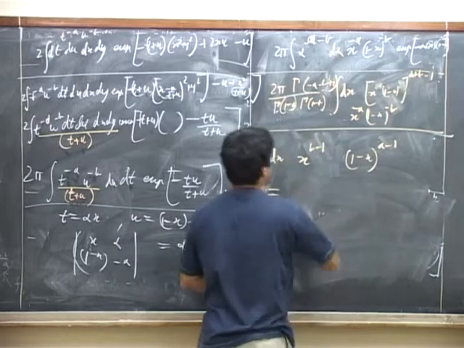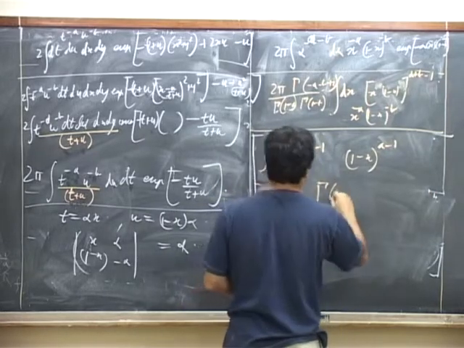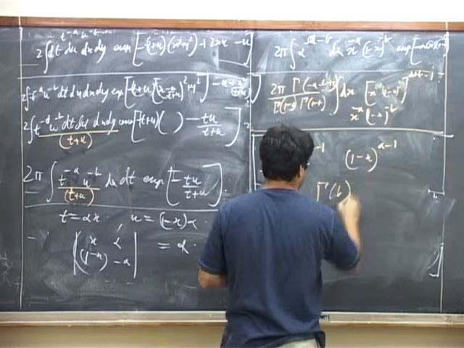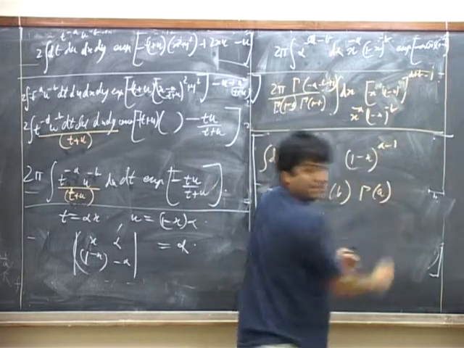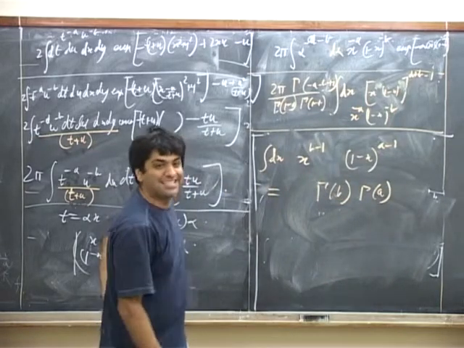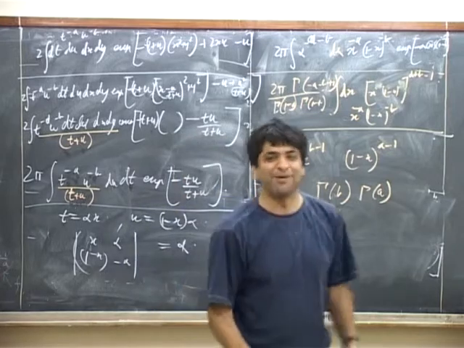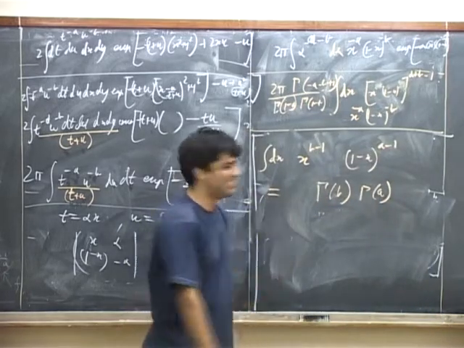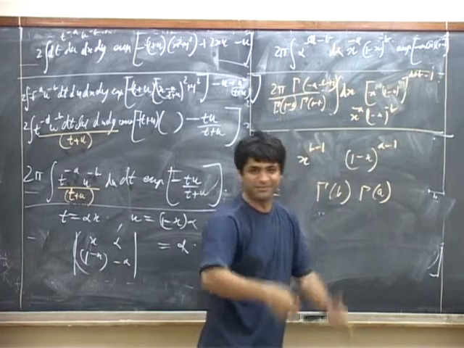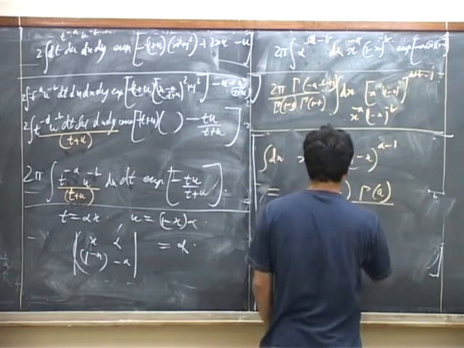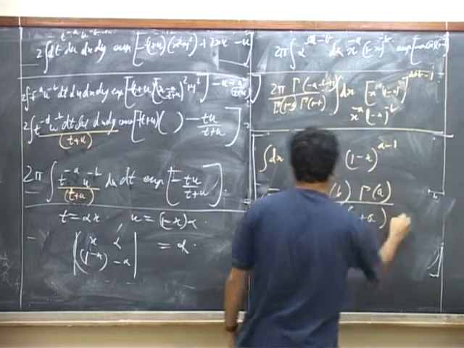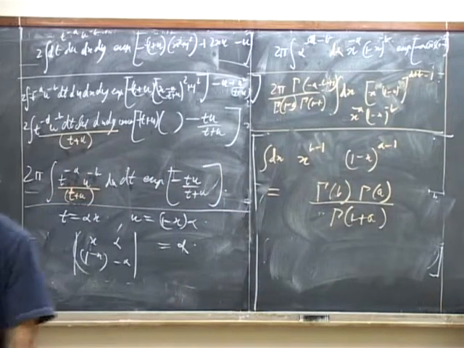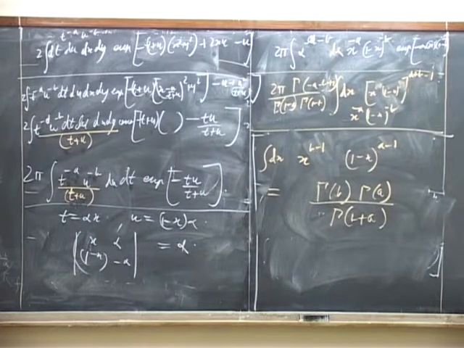Okay, so now this thing is gamma of b times gamma of a. You remember this classic formula, Euler's beta function formula. This integral can be evaluated in terms of gamma functions, in terms of gamma of b plus a.